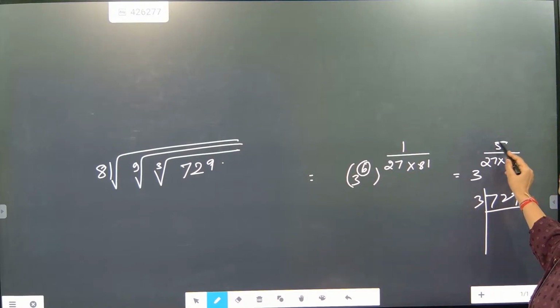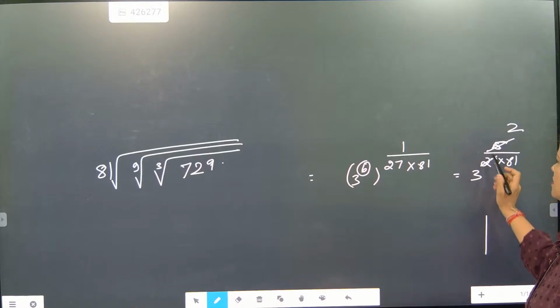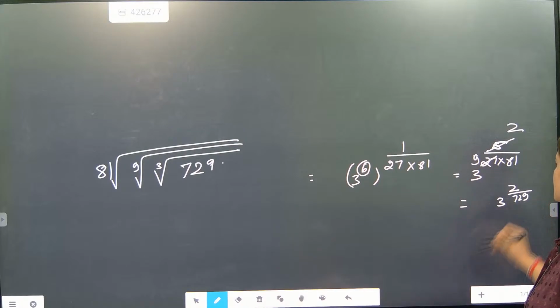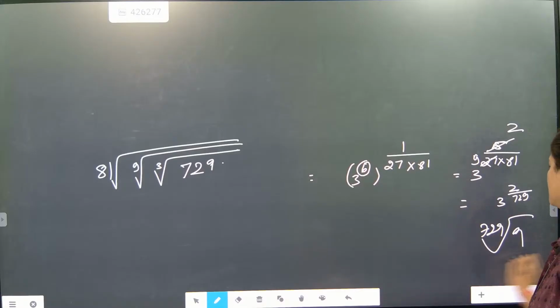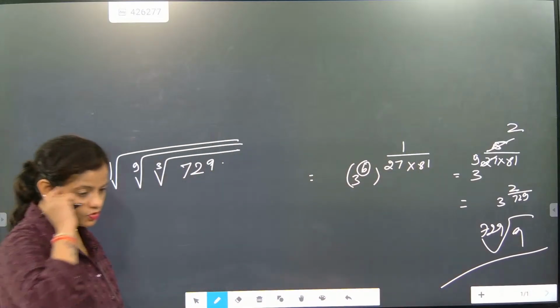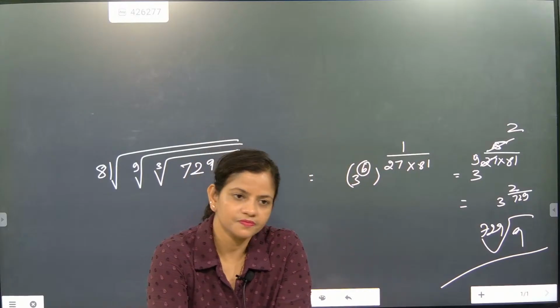Okay. So here if I am putting 6, it will cancel. 3 2s are 6, 3 9s are 27. So it will become how much? 3 to the power 2 by 729. So it will become 729 9. Yes, 729 9. So like this only. Like this only you have to implement and solve, ma'am. Are you understanding? Very good.